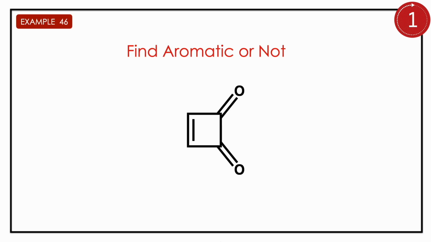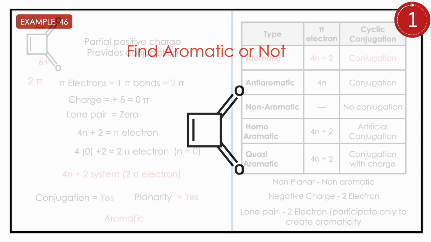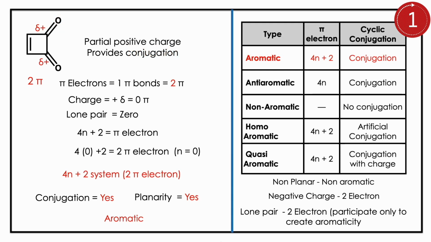Then the next example, you have a cyclobutene system with a diketone. You have to find whether the given compound is aromatic or not. Here the ketone is there. It's an interesting system because the ketone forms a partial positive charge which can help with delocalization. It is like a full positive charge, but a partial positive charge also behaves the same. So the system is conjugated and delocalized.